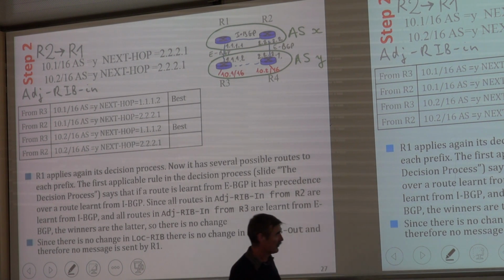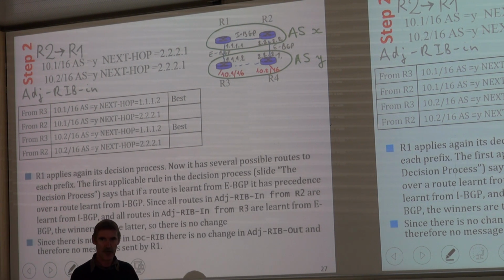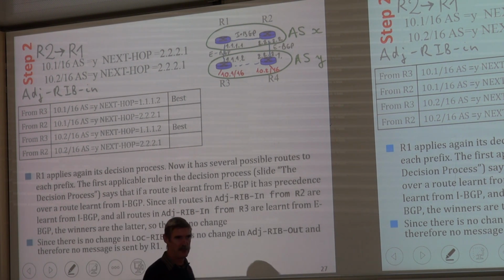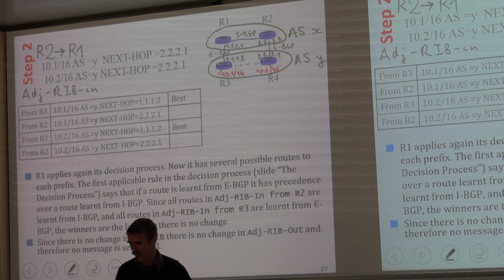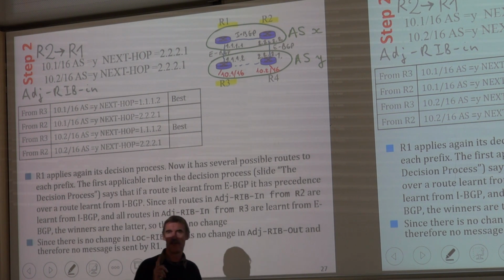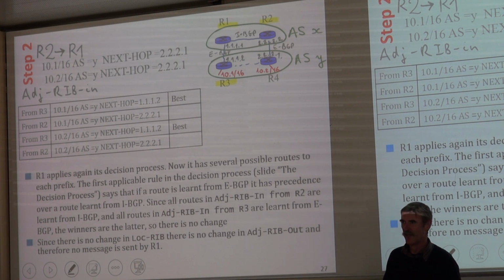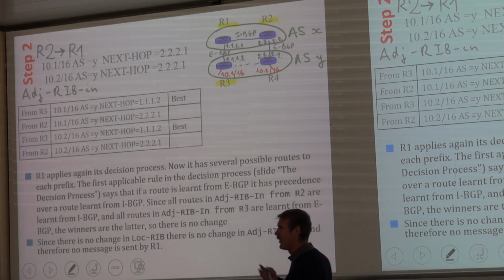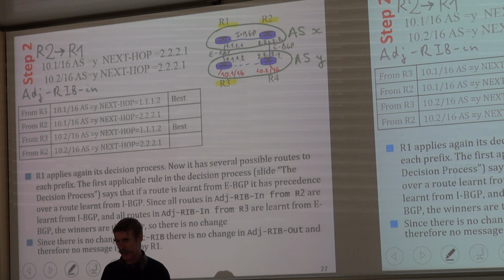Then we come to the criterion that says a route that is learned over eBGP is preferred over a route learned over iBGP. What does it mean here? It means R1 gives preference to a route learned from R3 over a route learned from R2. The same route. So if for the same destination I hear it from R2 or from R3, then I prefer the one from R3. If all the other criteria are the same, which is the case here, therefore R1 will keep that one. It will ignore the one coming from R2.